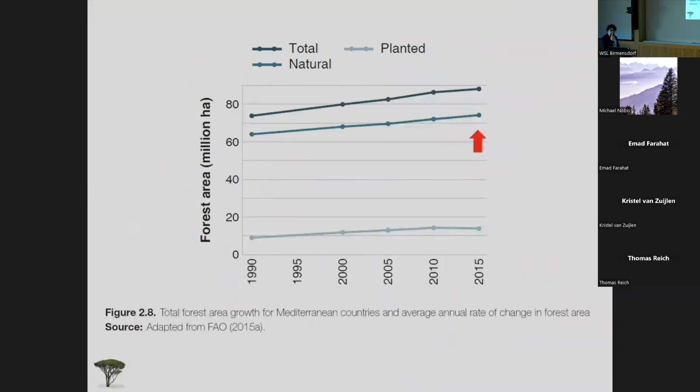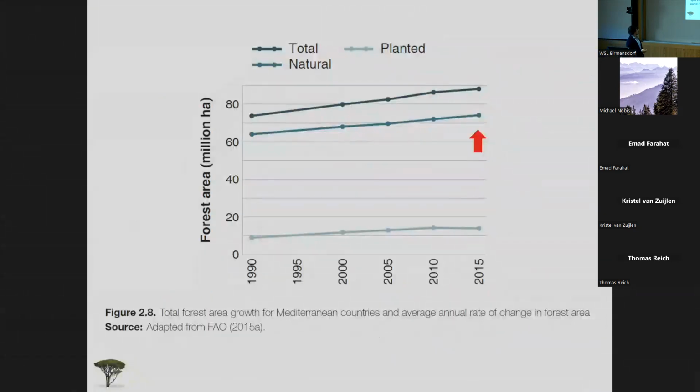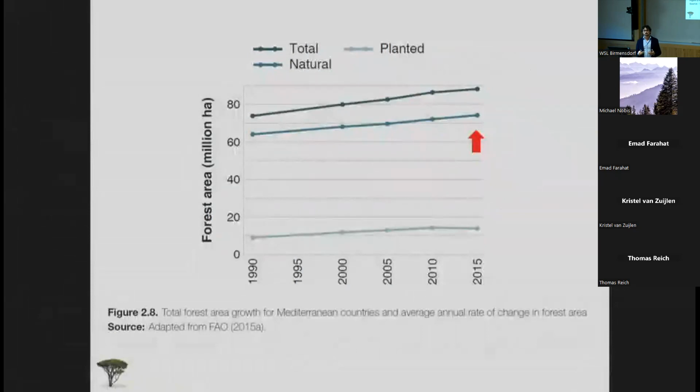One of the last examples of published studies deals with forests in terms of regaining areas. Okay, here is the trend of the total forest area for the Mediterranean, and if we look at the natural trend, this line here, you see that it is growing. But what makes this increasing pattern exist?